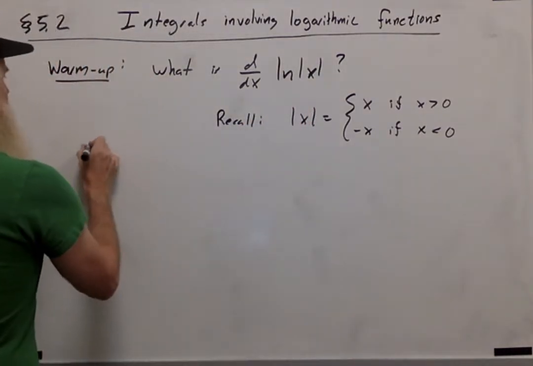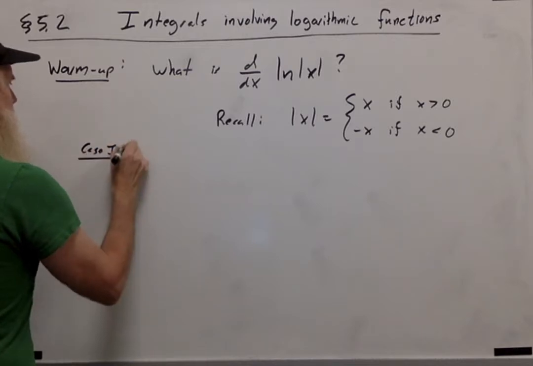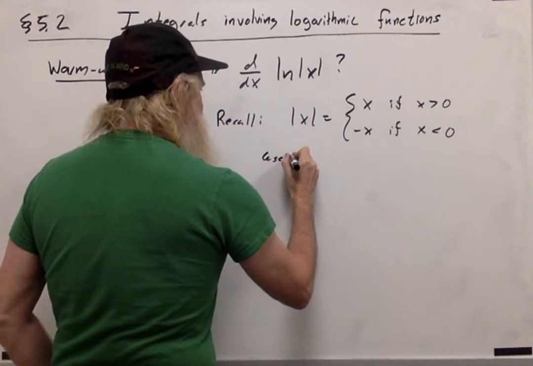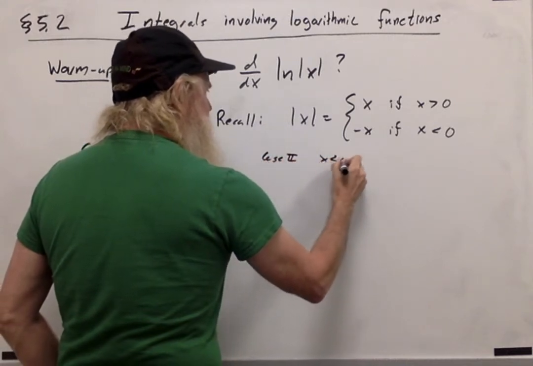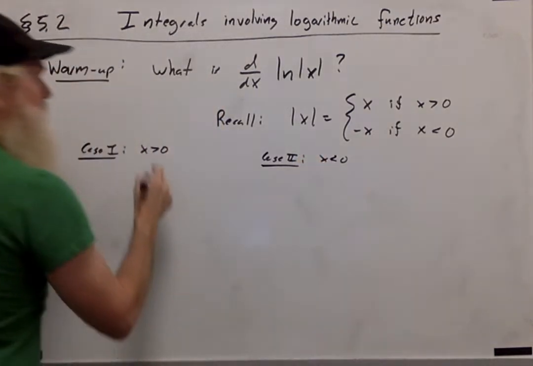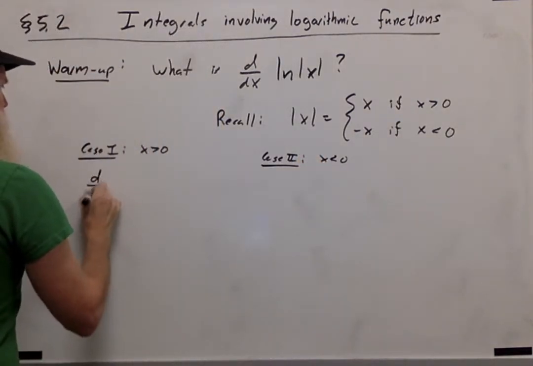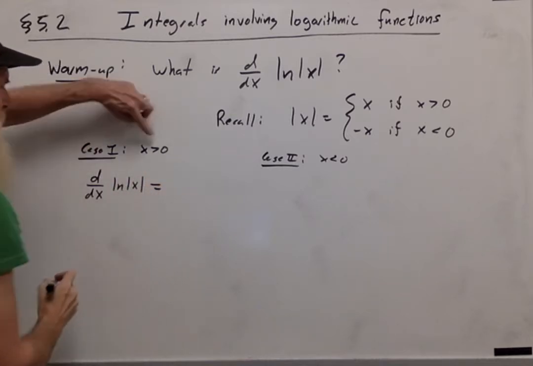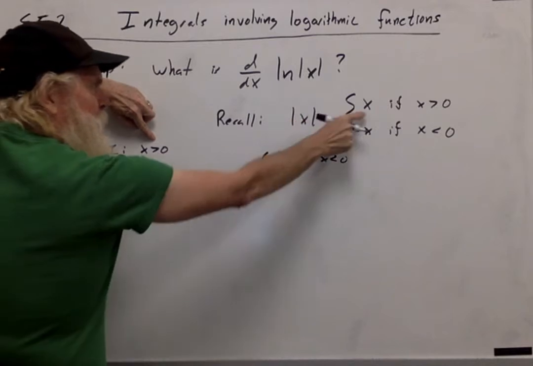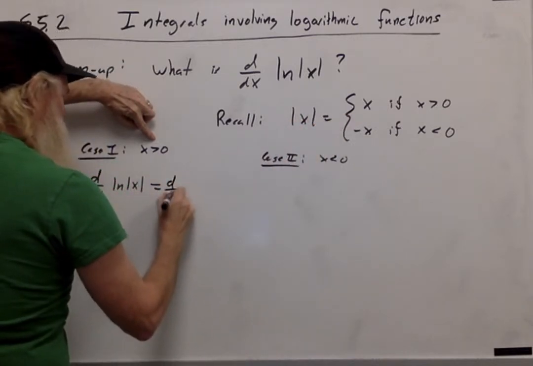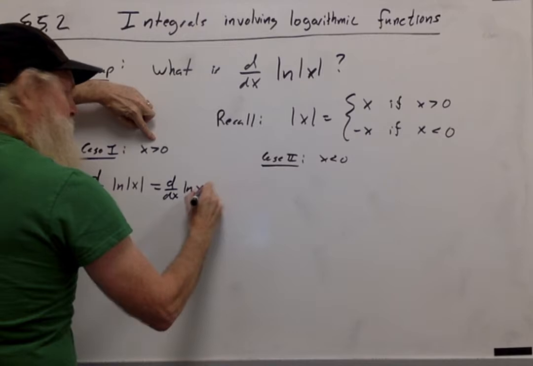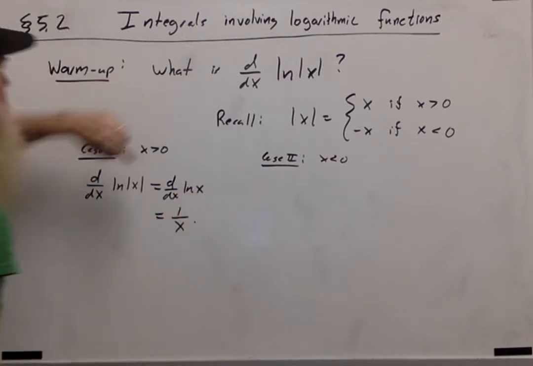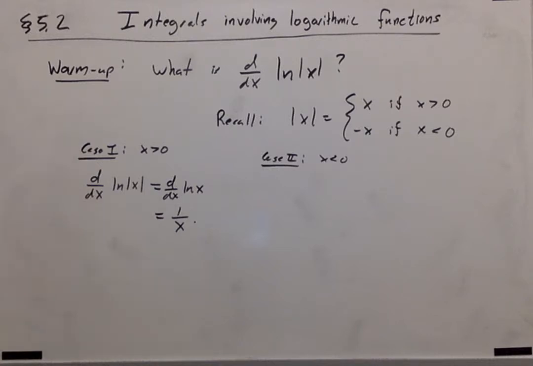So let's look at the two cases. Case 1 will be when x is positive, and case 2 is when x is negative. So in case 1, the derivative with respect to x of natural log of absolute value of x. If x is positive, then the absolute value of x is just x. So this is the derivative with respect to x of natural log of x, and we learned that that was equal to 1 over x.